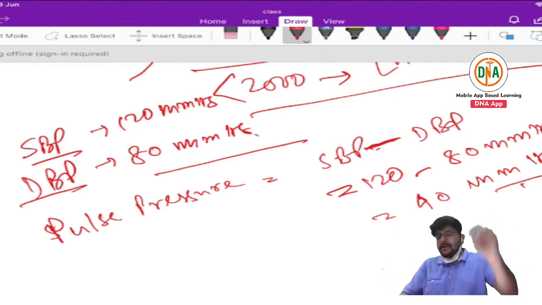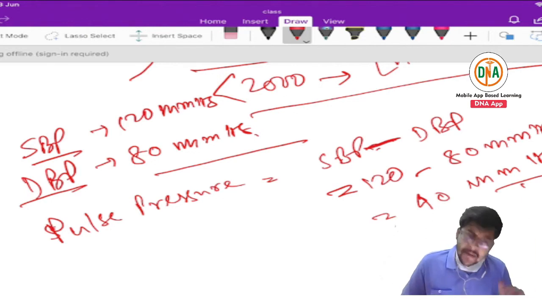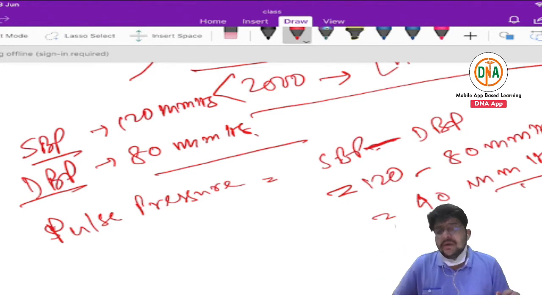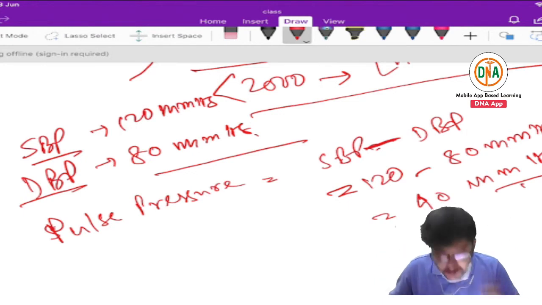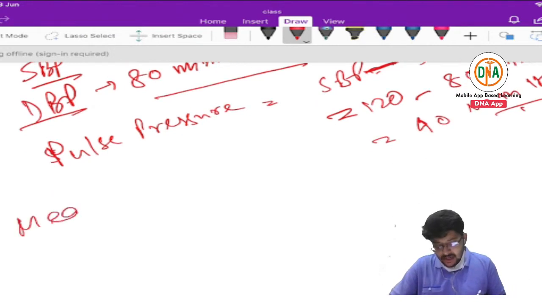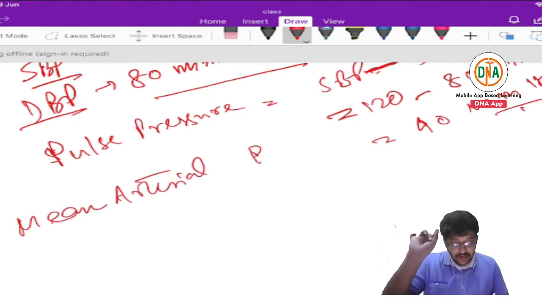Anything above 100 millimeter of mercury systolic and 60 or 70 millimeter of mercury diastolic, you can call it the normal diastolic blood pressure. Pulse pressure is the difference. And now a very important thing that comes is the mean arterial pressure. Now this will be my question to all of you. Do you know mean arterial pressure?